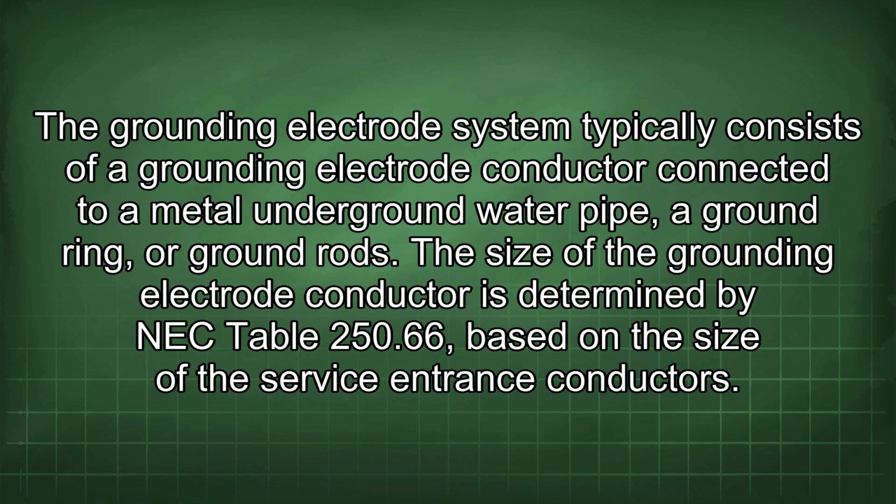The grounding electrode system typically consists of a grounding electrode conductor connected to a metal underground water pipe, a ground ring, or ground rods. The size of the grounding electrode conductor is determined by NEC Table 250.66 based on the size of the service entrance conductors.